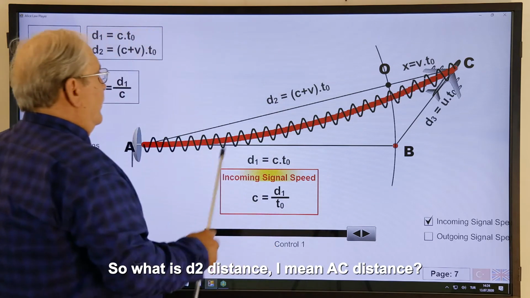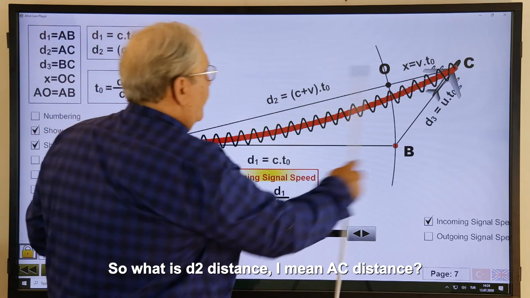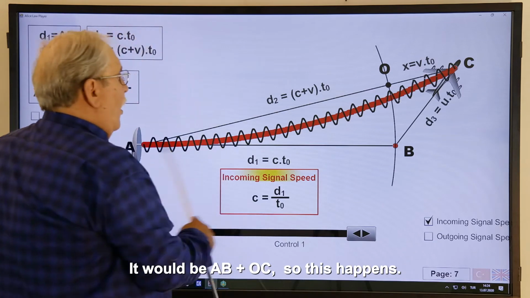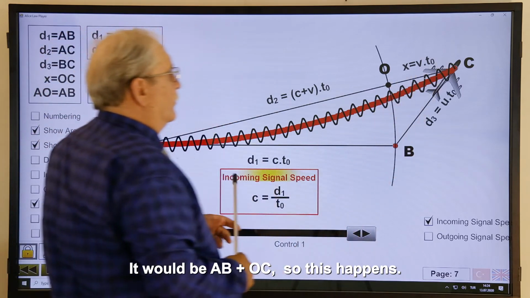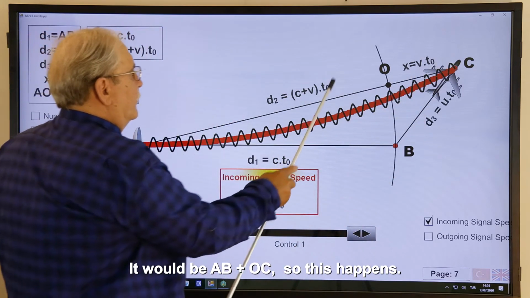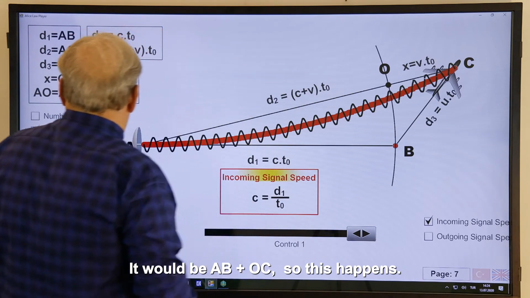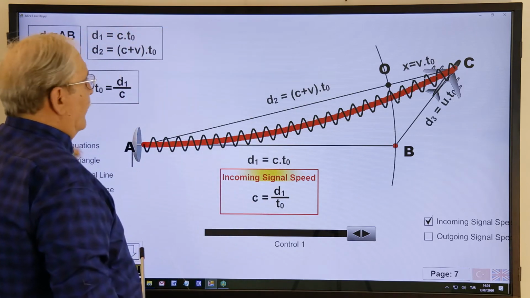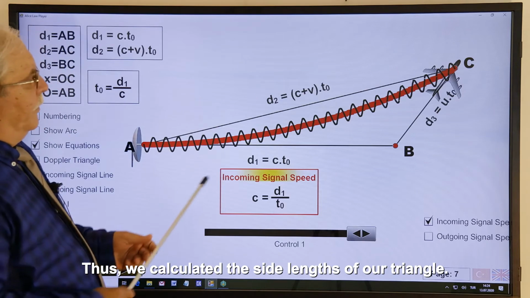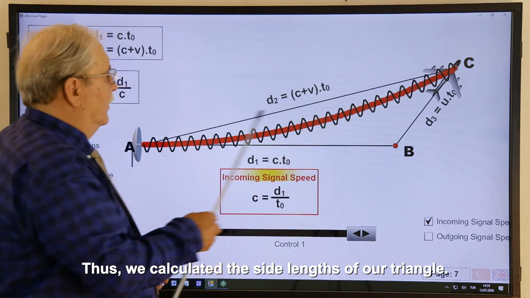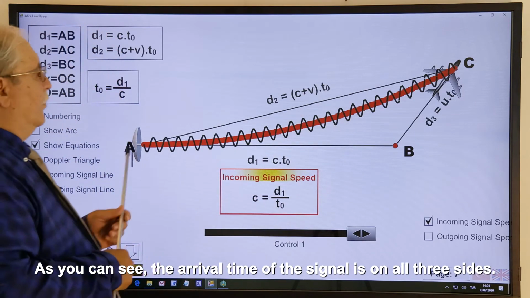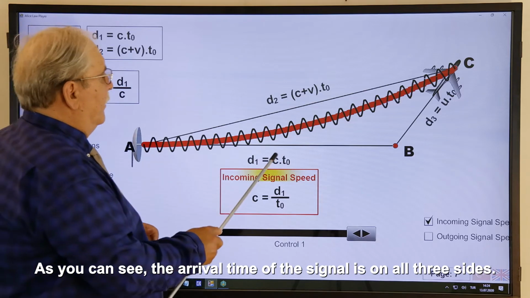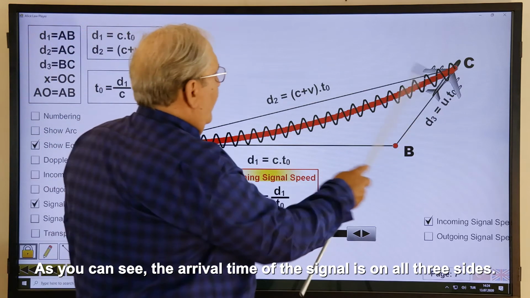So what is d2 distance? I mean AC distance. It would be AB plus OC. So this happens. Thus, we calculated the side lengths of our triangle. As you can see, the arrival time of the signal is on all three sides.